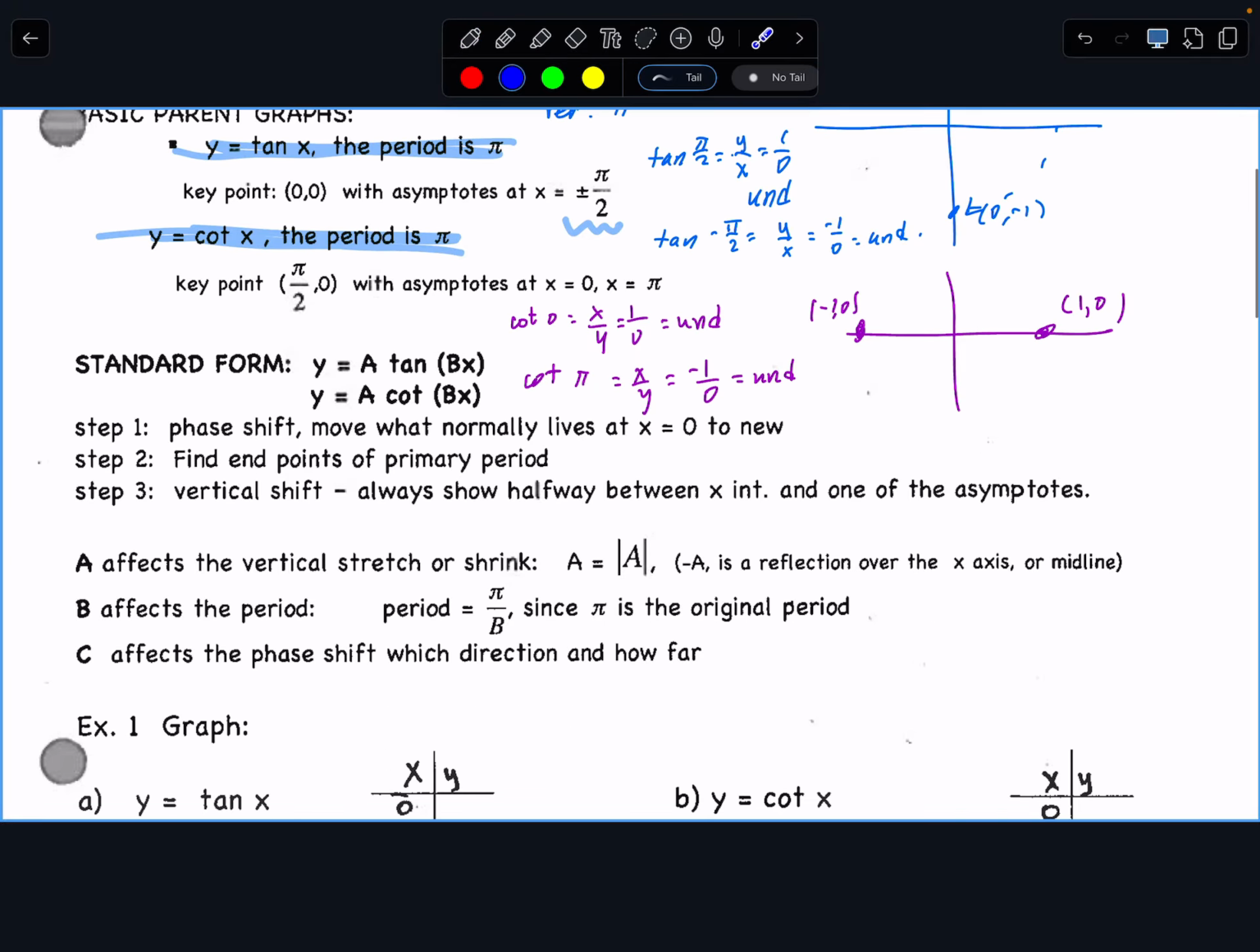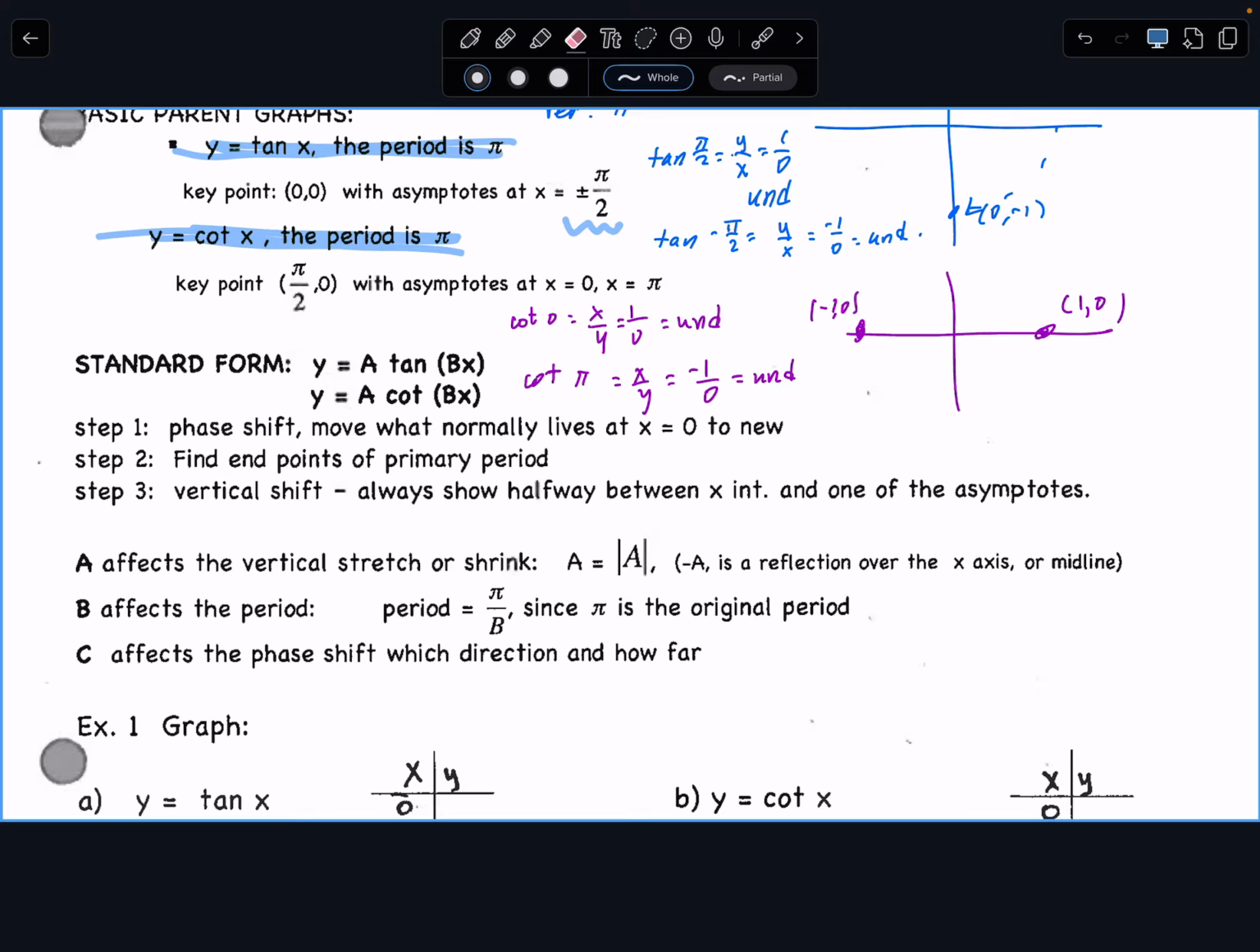So we have the standard form here, y is equal to a tangent bx, and y is equal to a cotangent of bx. And there isn't an amplitude on tangent or cotangent because the range on tangent and cotangent is all reals. It goes from negative infinity to infinity. Unlike sine and cosine where you get it fixed between negative 1 and 1, amplitude, there has to be a ceiling and a floor. So there isn't an amplitude for tangent and cotangent, but there are vertical stretches and shrinks. And a does that. It does a vertical stretch or a vertical shrink.